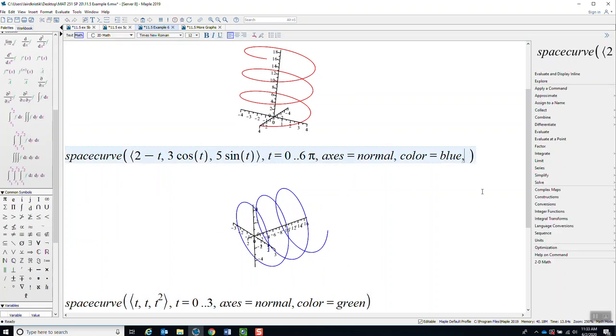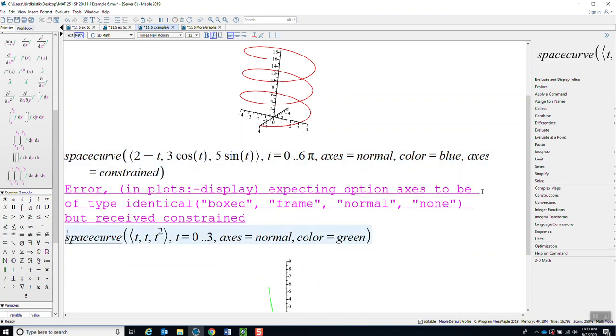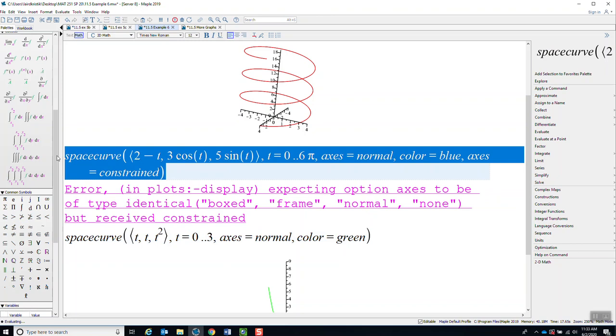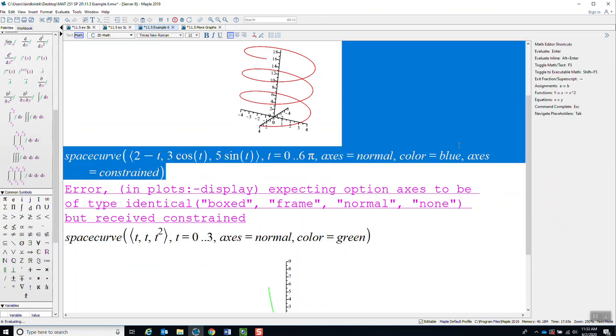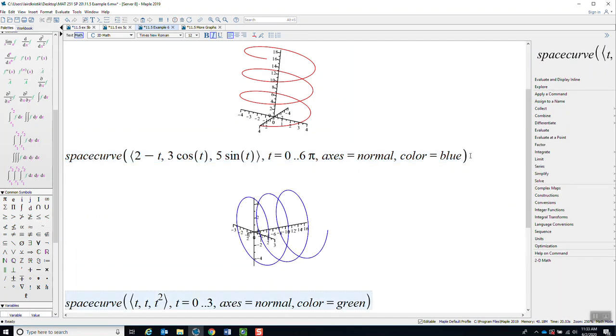I believe the command is axes equal constrained. Let's try that. Did I not get that right? Shoot. There's a way to make it so it doesn't rescale your axes. And I'm going to have to look that up and let you know. Sorry, I can't remember the command off the top of my head right now. Something like that anyway. I'll figure it out and let you know.